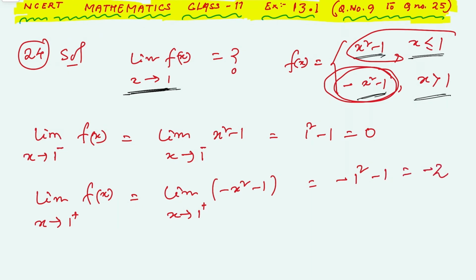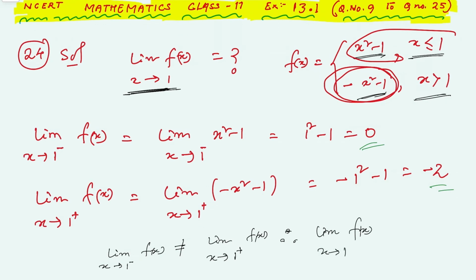So here you see we have got different results. The left hand limit and the right hand limit are not equal, since the limit of f of x as x tends to 1 negative is not equal to the limit of f of x as x tends to 1 positive. So these two limits are not equal, that's why this limit doesn't exist. Therefore the limit of f of x when x tends to 1 does not exist.